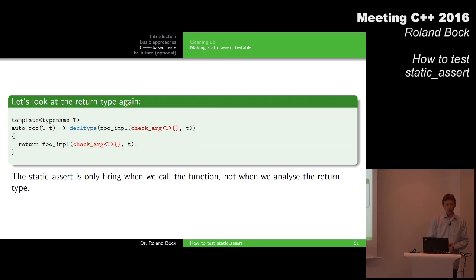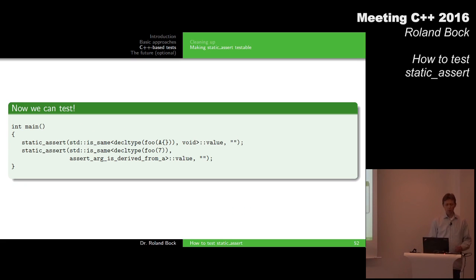But the static assert is only firing if we actually call the function. It is not firing if we analyze it in a non-evaluated context. So for instance, in decltype, which means that we can now test it. We can test static assert by using static assert on the decltype.